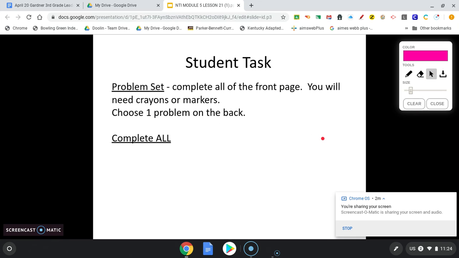All right, so you're going to complete the front of the page. You'll need crayons and markers. Choose one problem on the back. You're going to complete all of that. Oh, and also the mystery word.